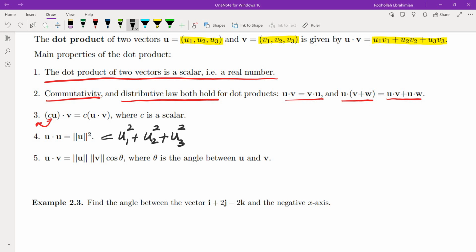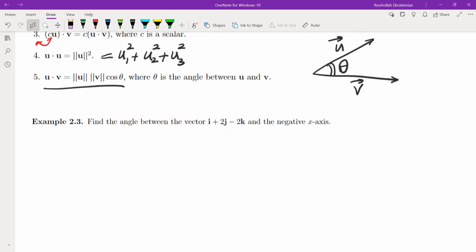The last one is not quite obvious, but you can get that if you have done law of cosines in high school. You can get this formula from law of cosines. And the formula tells you that if you take the dot product of two vectors, that's the same as the magnitude of one times the magnitude of the other times the cosine of the angle in between. So let's do one example on this one.